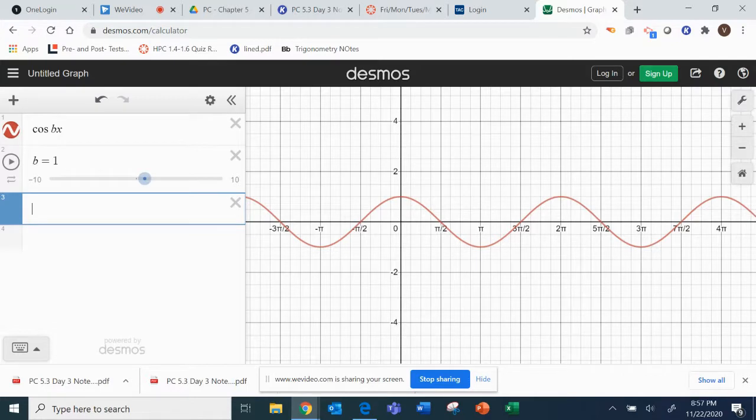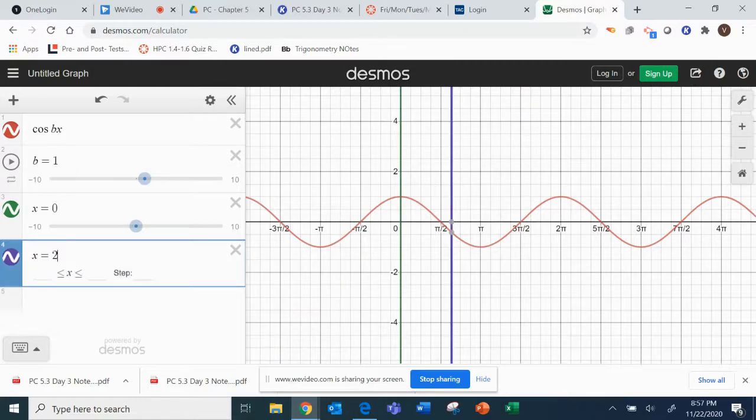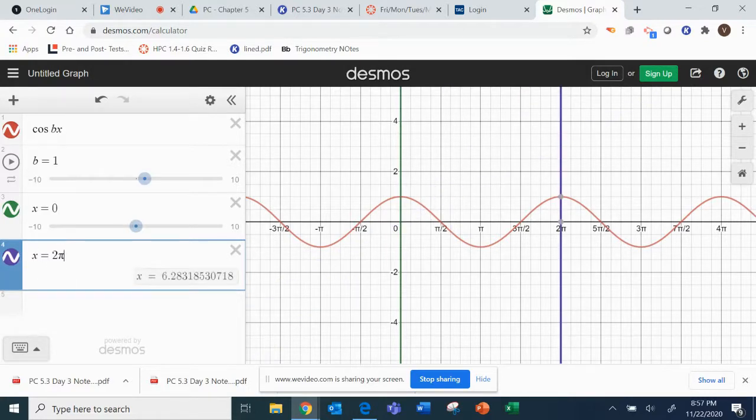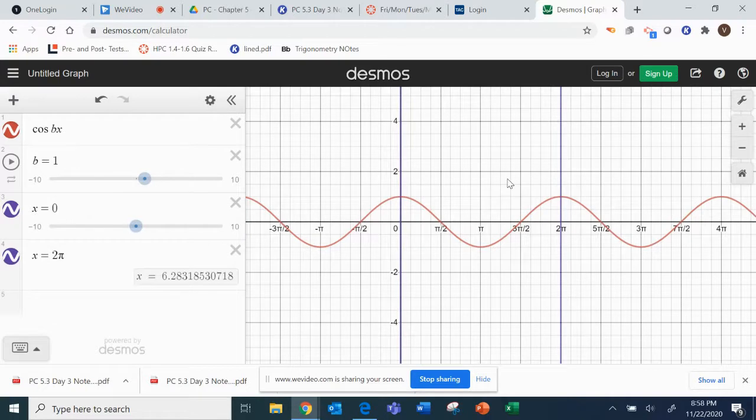Let me put some lines. X equals 0 and x equals 2 pi, so that we can see. I'm just trying to change this color. So we can see those lines where it starts and finishes. There we go. Make them purple. So we can see the lines where it starts and finishes.